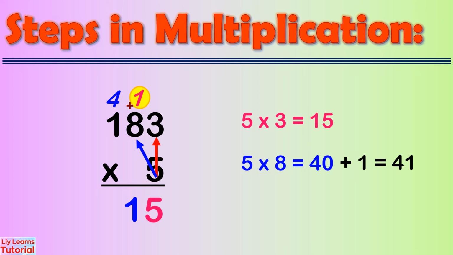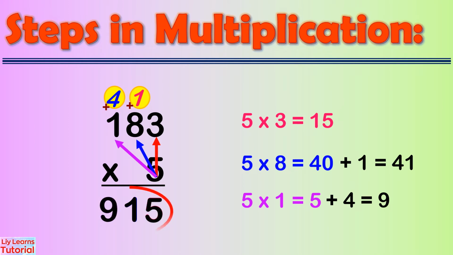Step 3. Multiply the multiplier by the hundreds digit of the multiplicand. That is 5 times 1 equals 5. Then we add the number that we carry over. So 5 plus 4 equals 9. Since we have multiplied all the digits, we can write down 9 below the line. The product is 915.